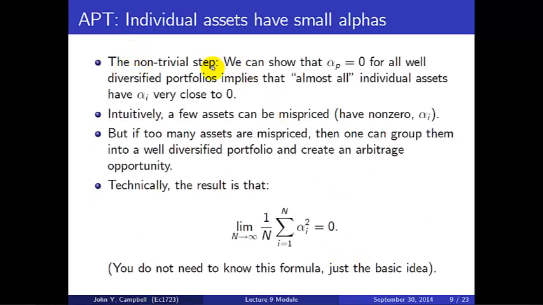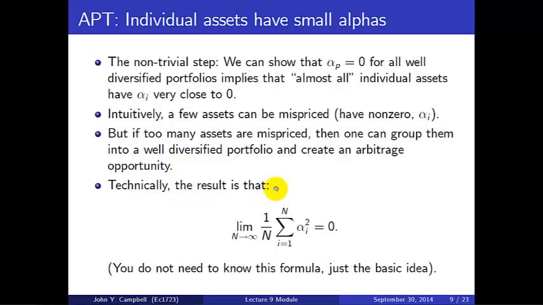Now, the non-trivial step, and I'm not going to be able to give you the technical details, is to show that this fact that alpha P is 0 for all well-diversified portfolios has implications for the individual alphas, the alphas on individual stocks, the alpha I's. What it implies is that, quote, almost all individual assets have alpha I very close to 0. The intuition is that you can have a few mispriced assets with non-zero alpha, but if there's too many of those mispriced assets, then you can group them together into a well-diversified portfolio and create an arbitrage opportunity.